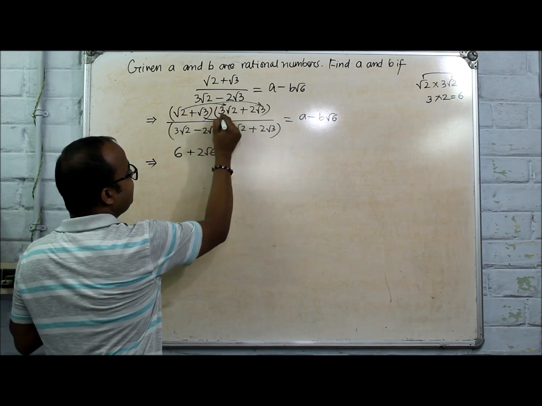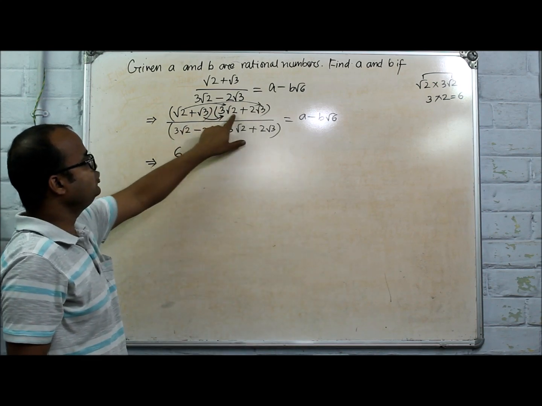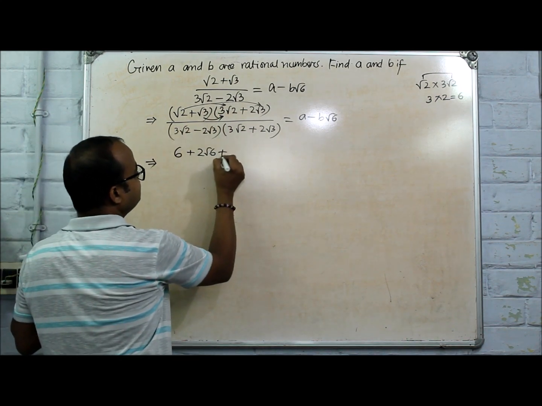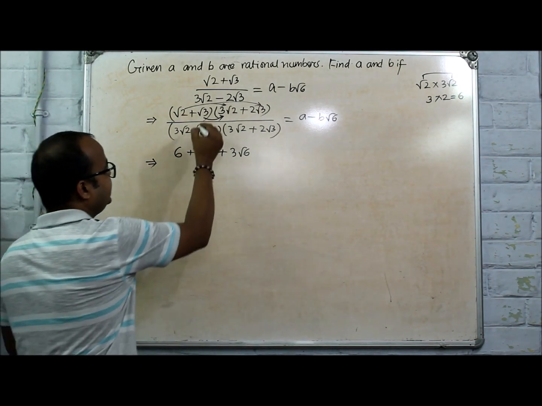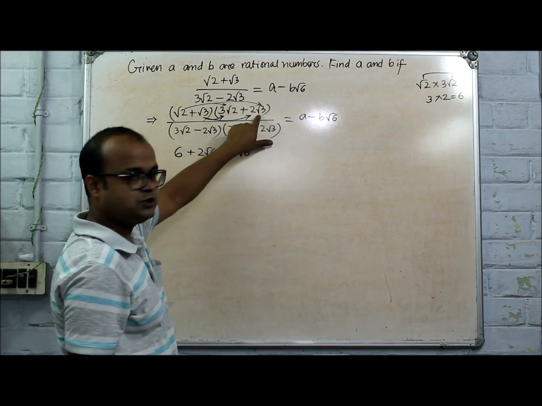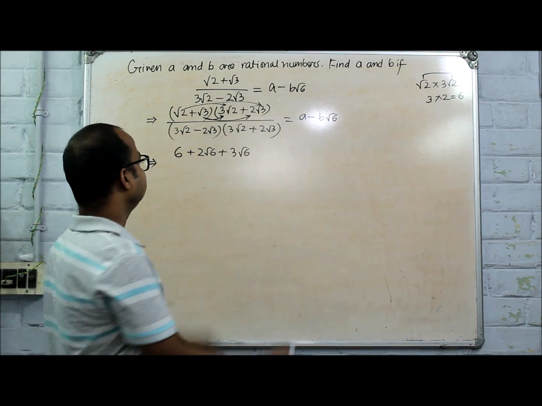Root 3 multiplied with 3 root 2. Root 3 into root 2 is root 6, into 3. So plus 3 root 6. And if you multiply these two, root 3 into root 3 is 3, multiplied by 2, it is 6.